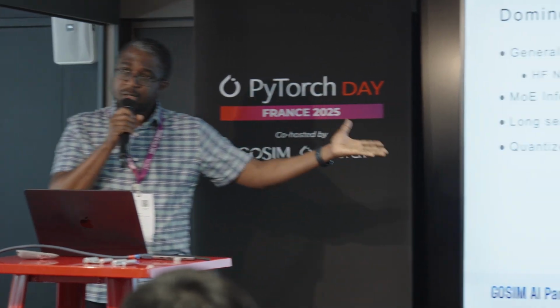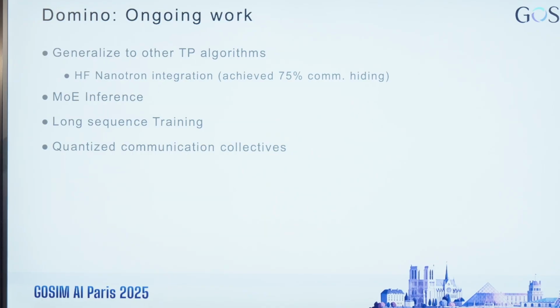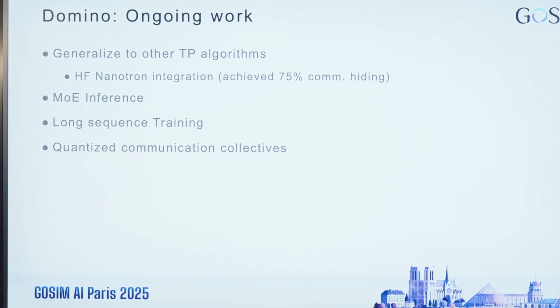Okay, and then ongoing work: we are integrating with Hugging Face Nanotron. We have some good results there. We're achieving 75% communication hiding at this point. The goal is to get to 100% communication hiding. We're extending this work to MoE and inference and long sequence training and some quantizations for the communication as well.